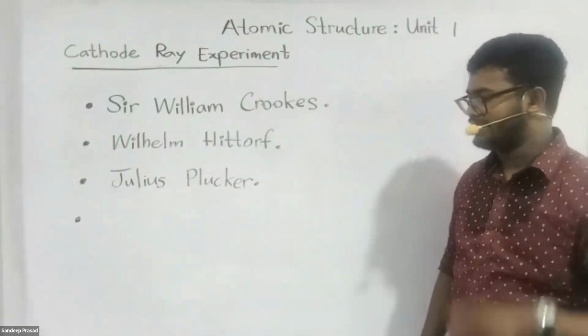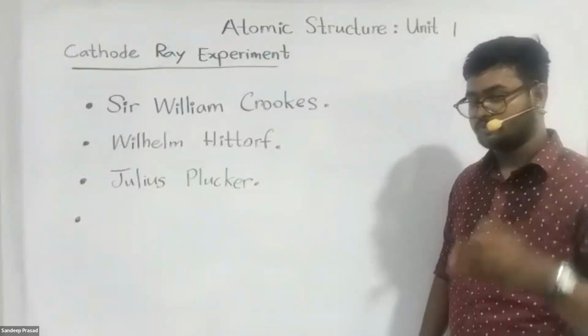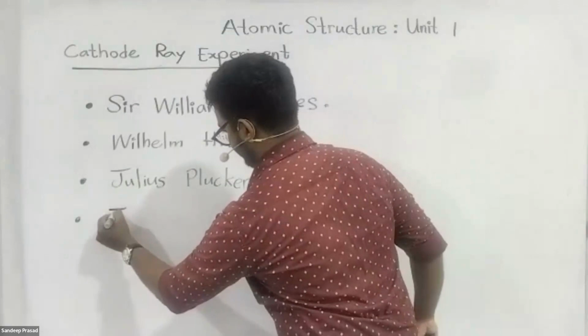Actually, nowadays there is no use of remembering these names. So try not to memorize these things. Memorize means try to remember these things, okay? So the last name is very important. What is the last name? The last name is J.J. Thompson.